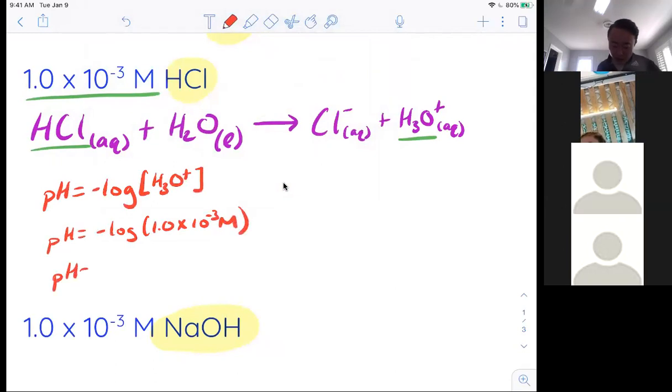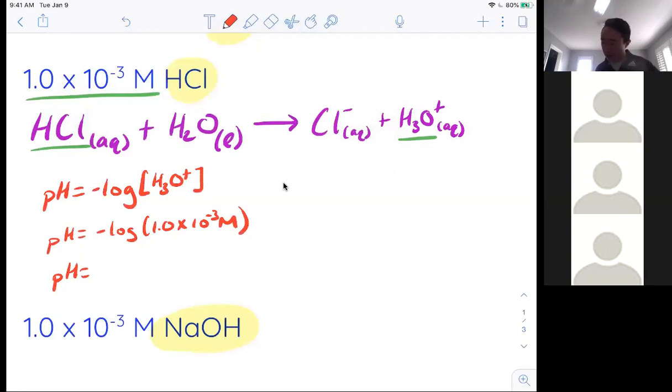And I have no idea what that is, but I'll do my calculation fast. I think it's just going to be, is that 3? Negative log, it's 3, right? Yeah. Awesome. So that's the power of logs there. pH equals 3. No units, we're good, all right?